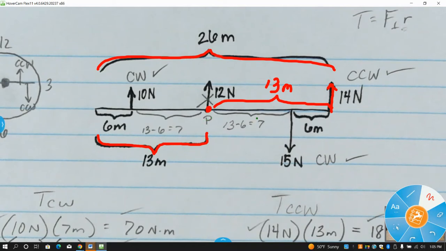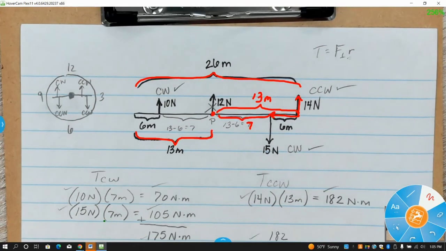Now, if you were trying to figure out where the 7 is, well, if this half was 13, but then you have to come back this direction, 6, 13 minus 6 would tell me that this remaining piece had to be 7, which is where we got these guys from. All right, same thing on that side.